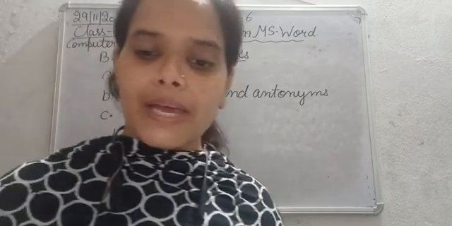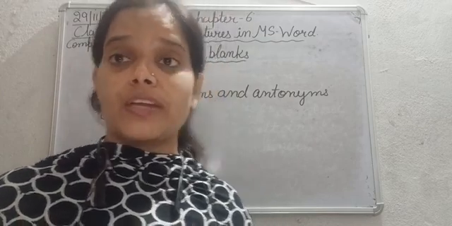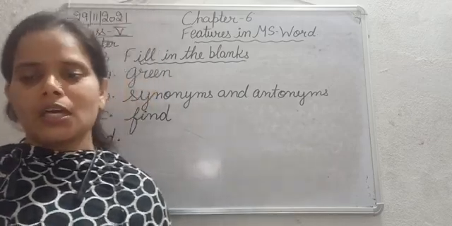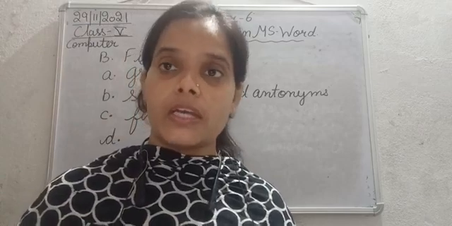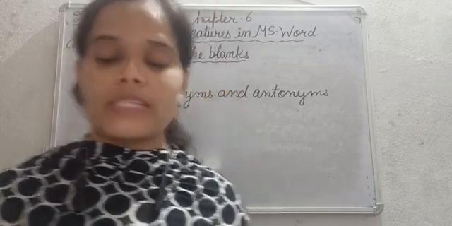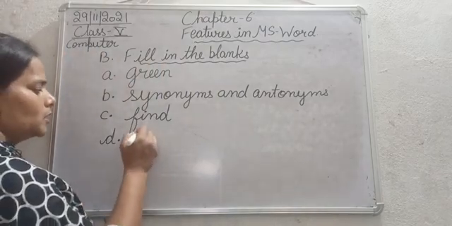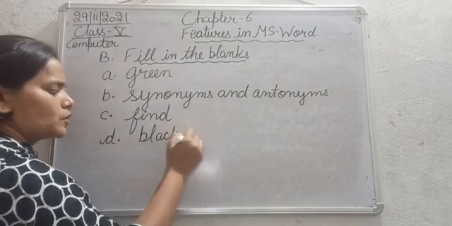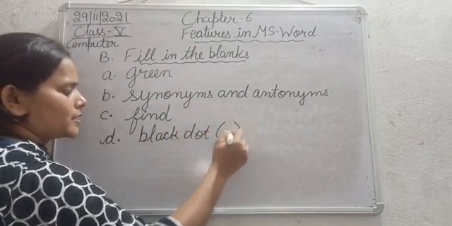D1. By default, the bullet is marked in the form of dash in Word. So by default, in what form are the bullets? That is in the form of a black dot. You can say a dot. In the word, black dot or dot, you can write both. Write down black dot. You can mention it in brackets like this.